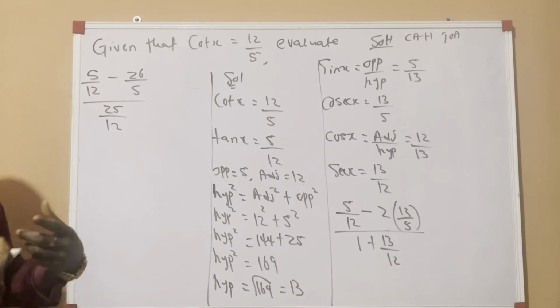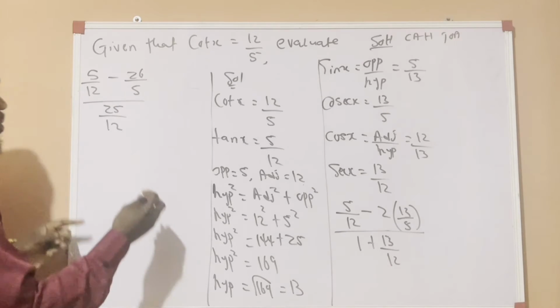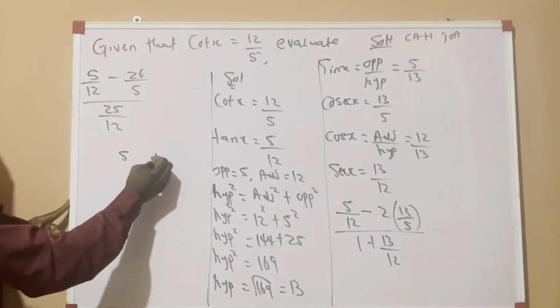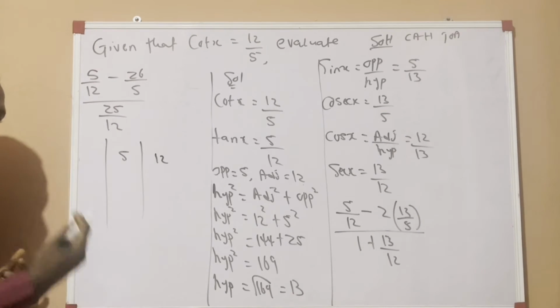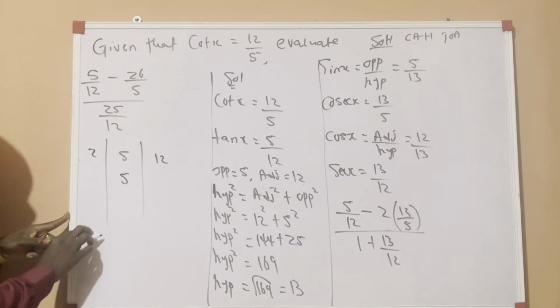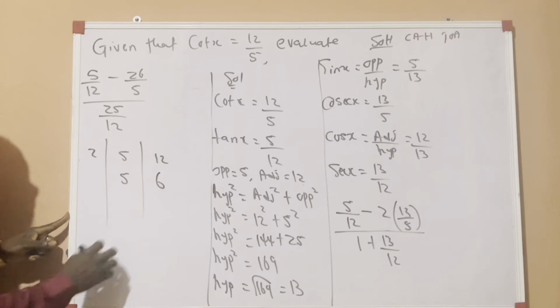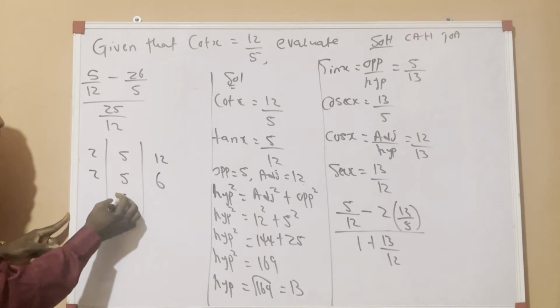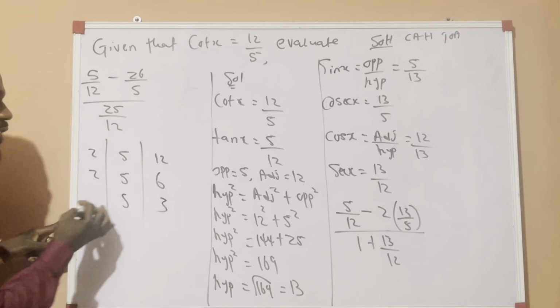Now, LCM of 12 and 5, some of you don't know how to do it, let me teach you. 5 and 12. Now, the lowest number that can cancel them is 2. 2 cannot cancel 5, so I have 5. 2 can cancel 12 6 times. 2 again cannot cancel 5, so I have 5. 2 can cancel 6 3 times.